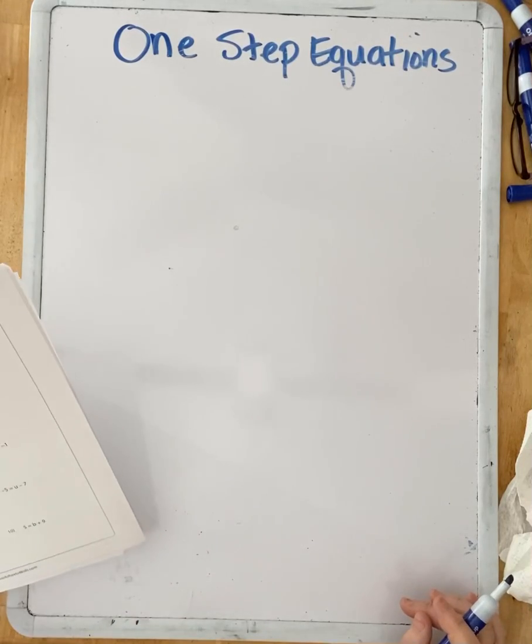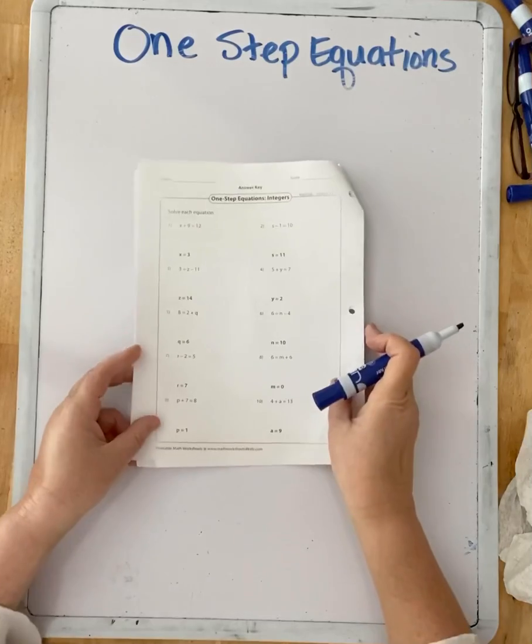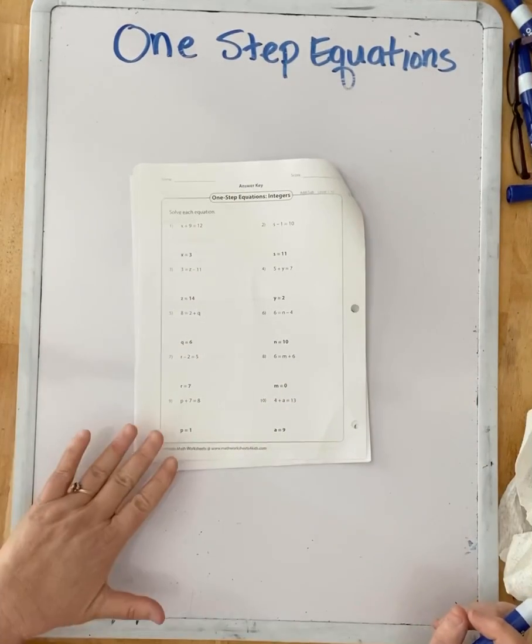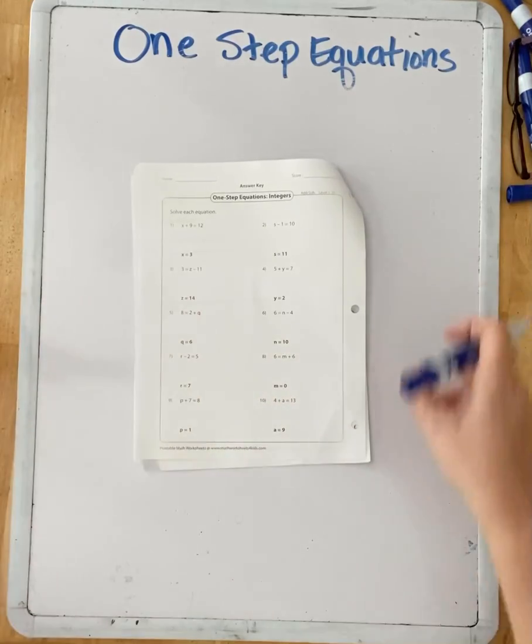So you have more one-step equations on your next page. This page, I don't know if you can see it or not, actually has your answers from the other page. So don't cheat, just do them first and then you can check them.